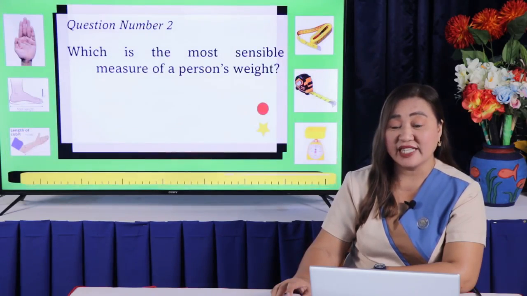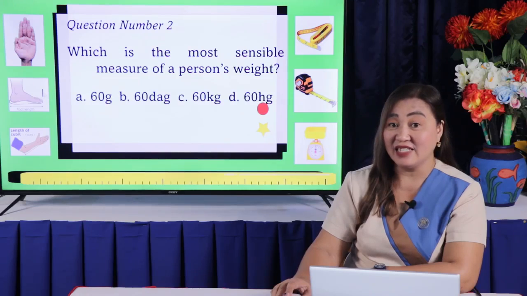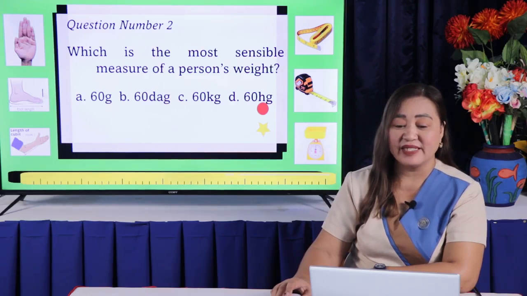Now here is the second question. Which is the most sensible measure of a person's weight? A. 60 grams, B. 60 decagrams, C. 60 kilograms, D. 60 hectograms.